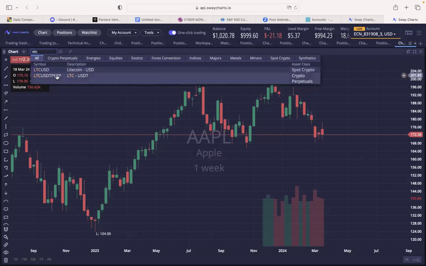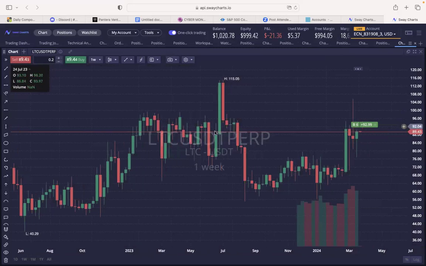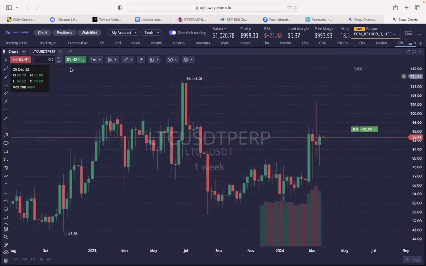So yeah, this is the one you want to choose. You want to choose LTC USDT. And you choose the LTC USDT. This here will be your lot size. You've got to be careful over here because this determines your position sizing, right? This determines your position sizing.